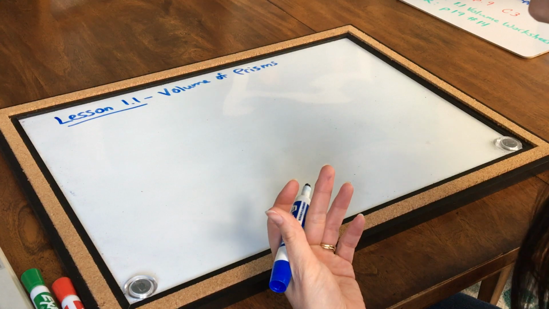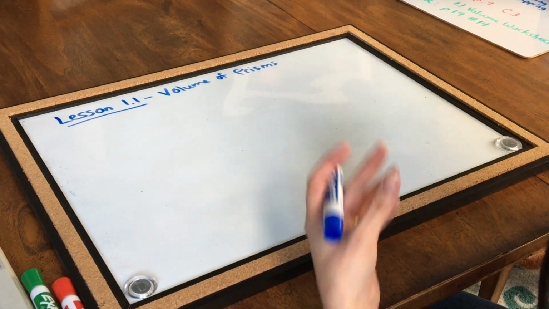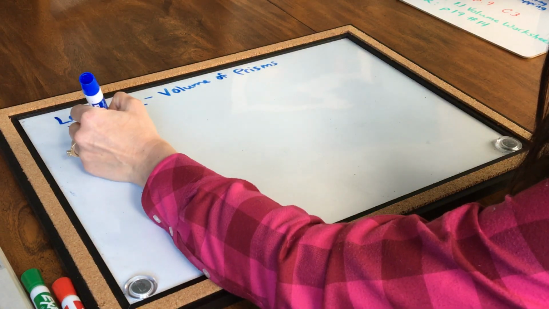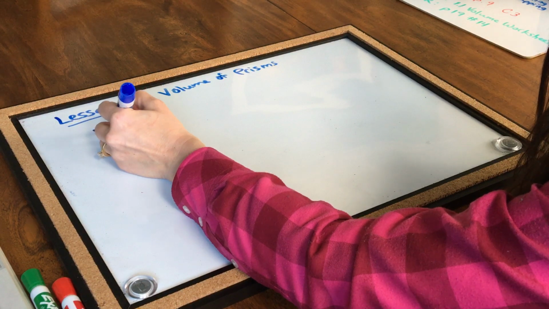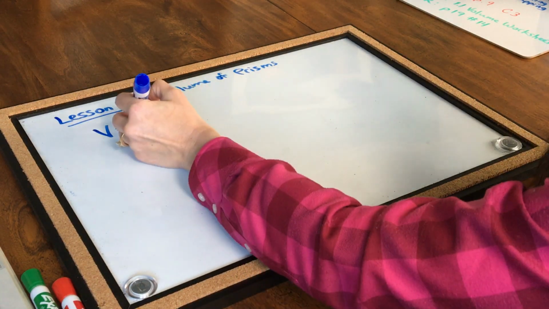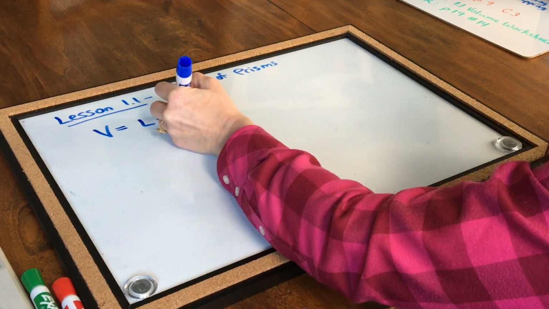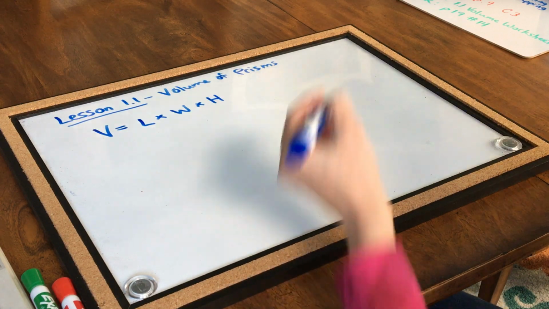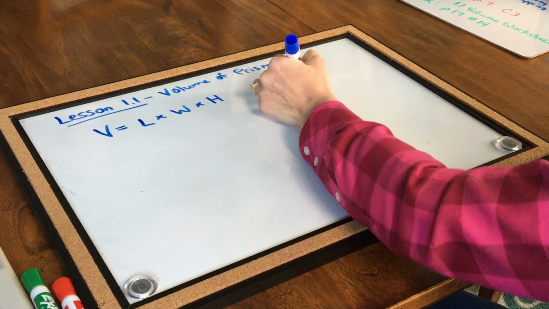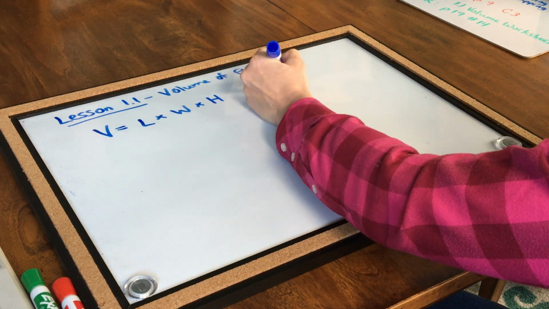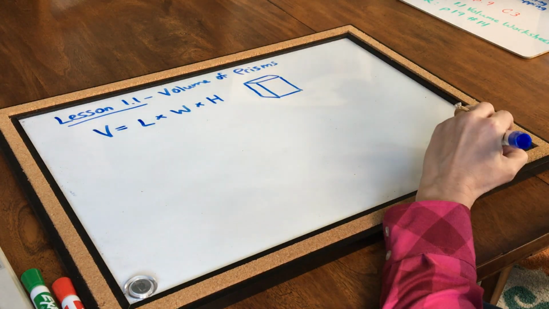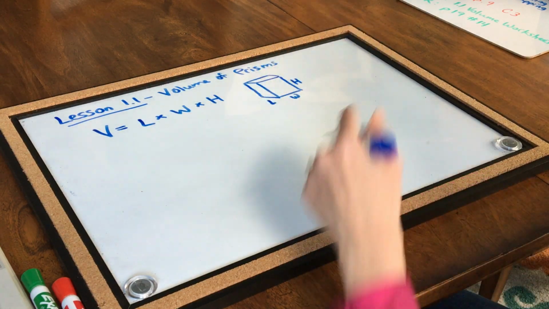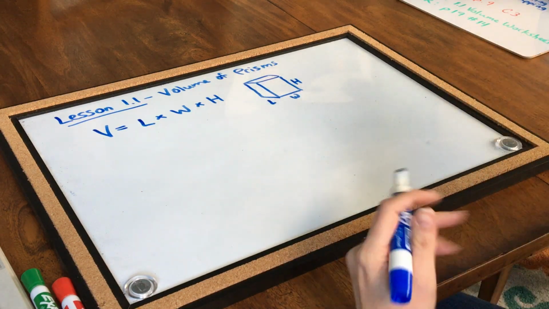So when we think about the volume of an object, the volume is the amount that fits on the inside. Let's say, for example, I have a prism. The volume of a prism is always the length times the width times the height. As I think about my prism, if I have a length, a width, and a height, volume is just multiplying those dimensions, okay?